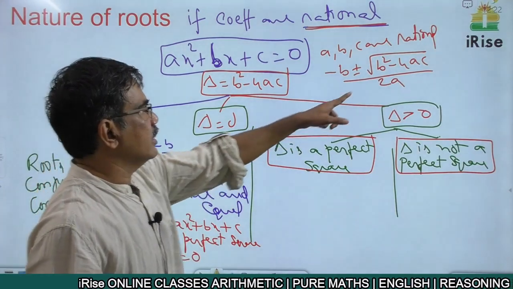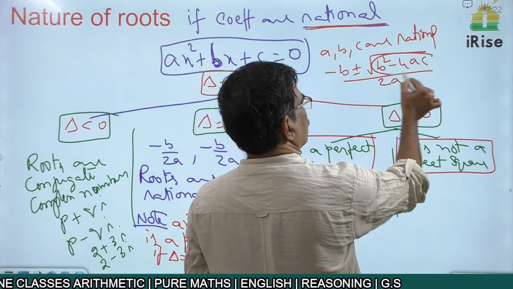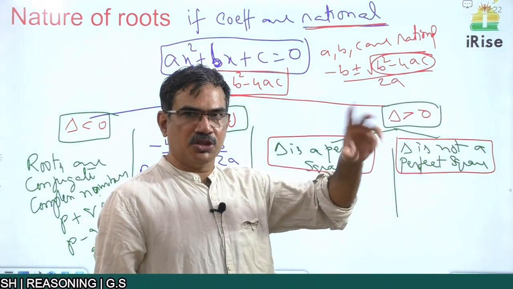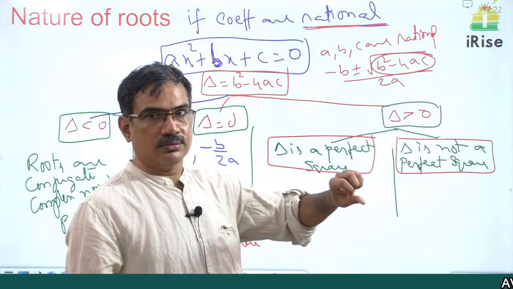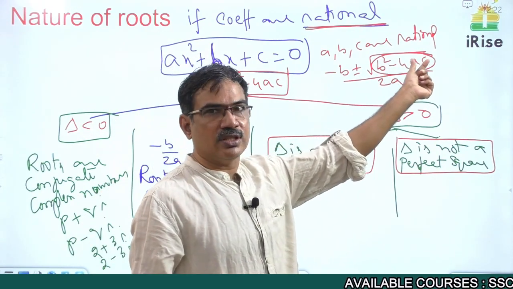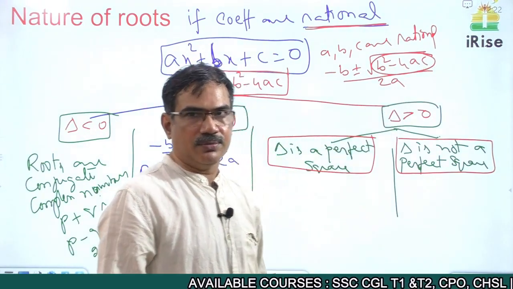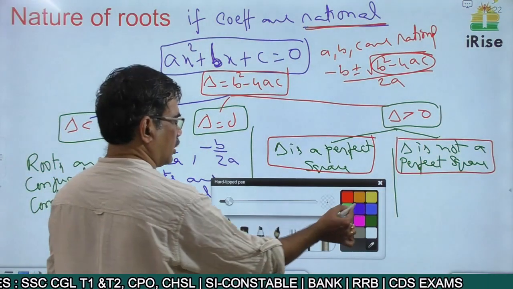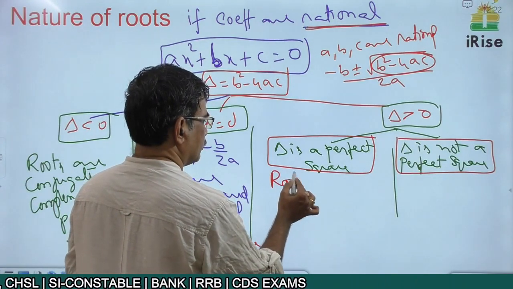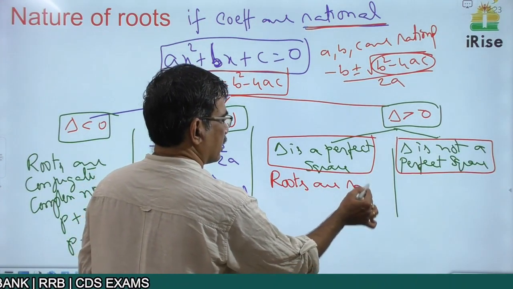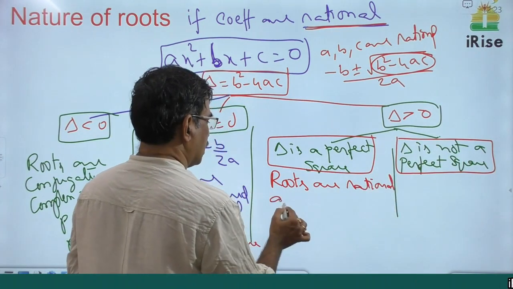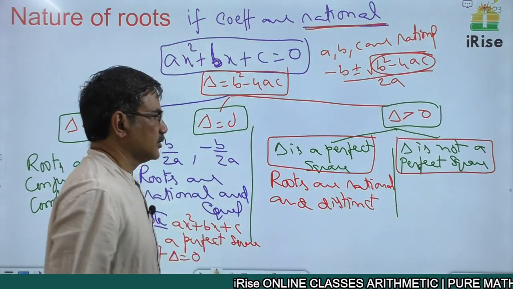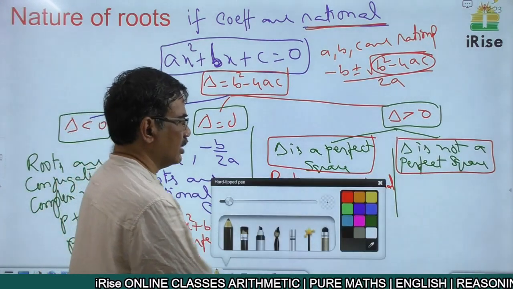If delta greater than 0, and it is a perfect square, for example, 4, 9, 16, 9 by 4. The root of 9 by 4 is equal to 3 by 2, and 3 by 2 is a rational number. So we say that the roots are rational and distinct, different. The roots are rational and distinct.